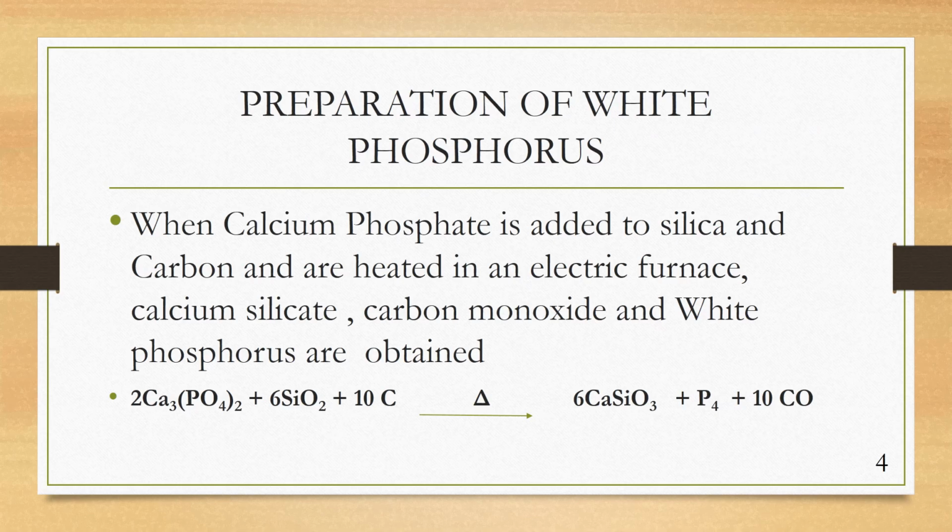How can we prepare this white phosphorus? In the laboratory, it is prepared by treating calcium phosphate with silica and carbon in an electric furnace. Calcium silicate, carbon monoxide and white phosphorus are obtained.